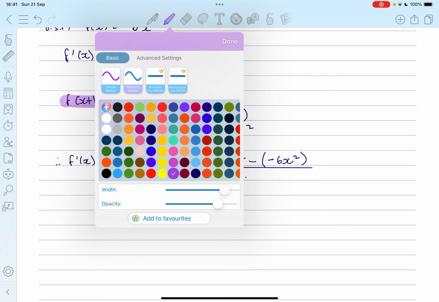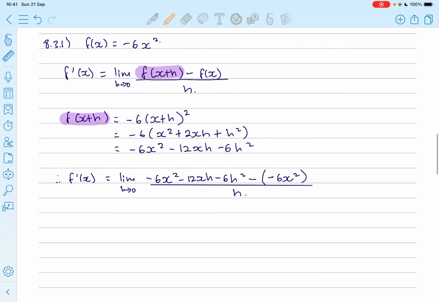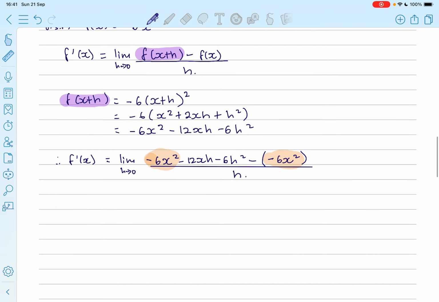So how you know if you are on the right track, you should have that your original function over here will be subtracted once you've substituted everything. And we can see that it's going to be subtracted over there. So f prime of x is equal to the limit as h approaches 0, and minus 6x squared plus 6x squared add up to 0, so we know we're on the right track. Now we're just left with negative 12xh minus 6h squared divided by h.